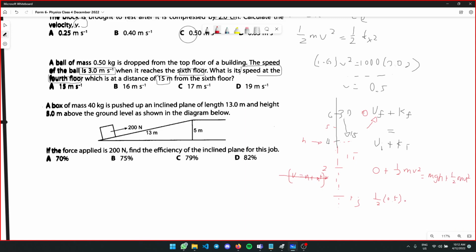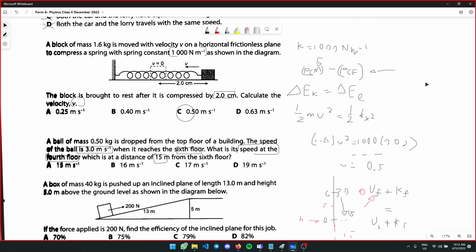So mgh: m is 0.5, g I just keep as g, and h is 15. Now the change, plus the initial. Understand that for the previous question, we used the formula elastic energy equals kinetic energy, right? But now we are using the final and initial.